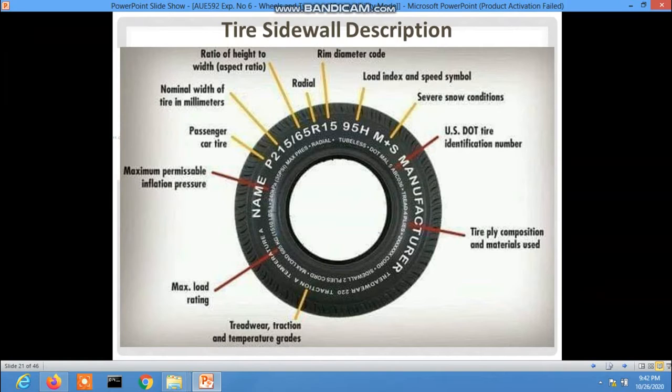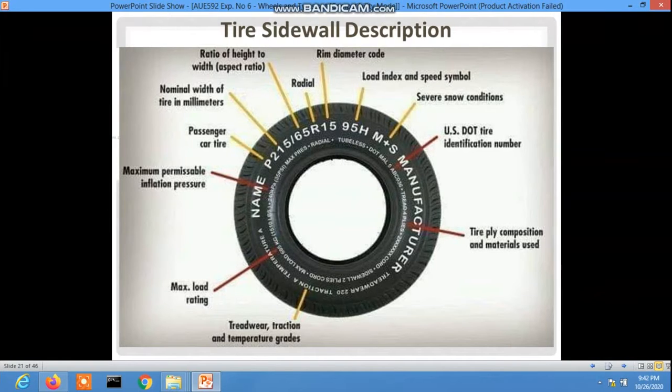So M plus S is the snow condition marking, meaning you can use it in snow conditions also. And the US DOT tire identification number is here.